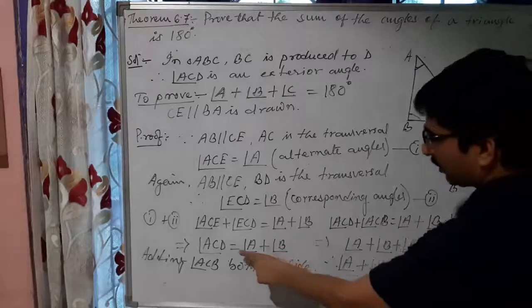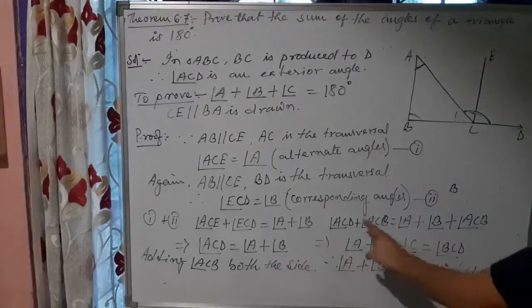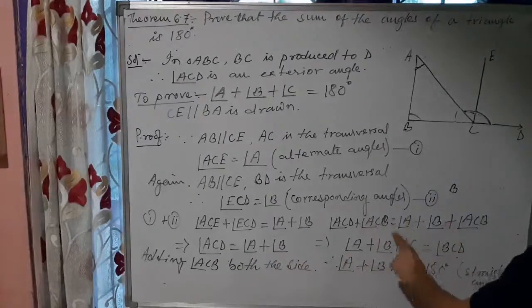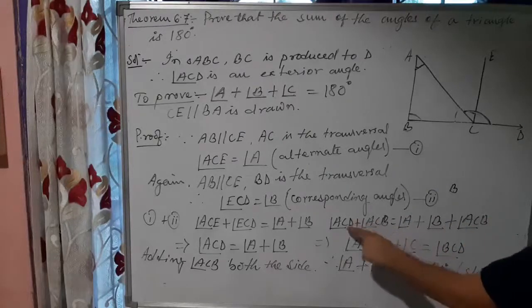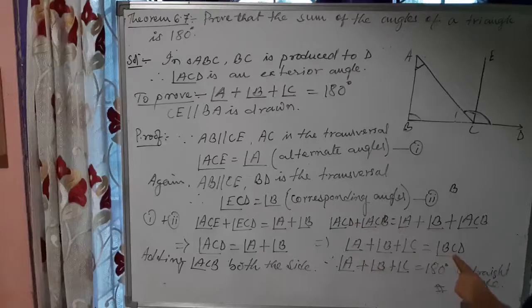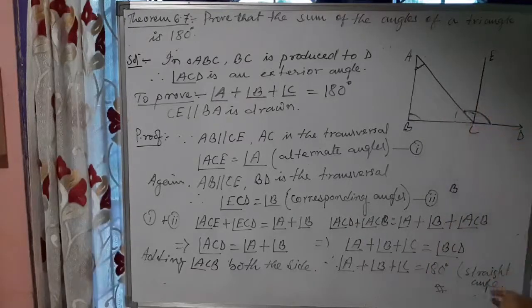In this equation, both the side ACB angle we have added. Now this is angle A plus angle B, we have written this side, and angle ACB as angle C we have written, and equal to this one plus this one is angle BCD. This angle plus this angle, angle BCD, and we know that angle BCD is a straight angle, this whole angle, that is 180 degrees, so hence proved.